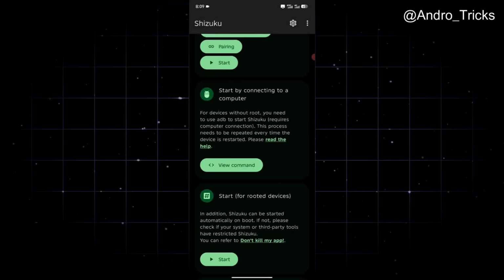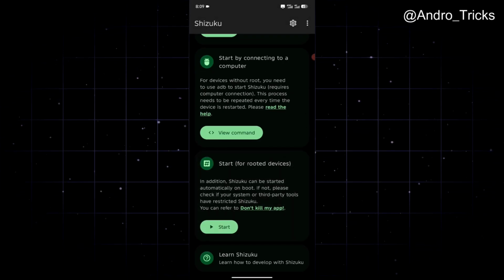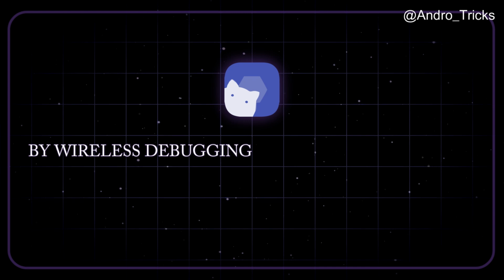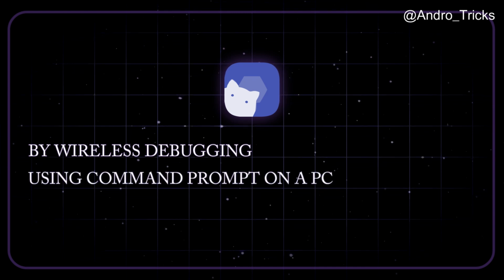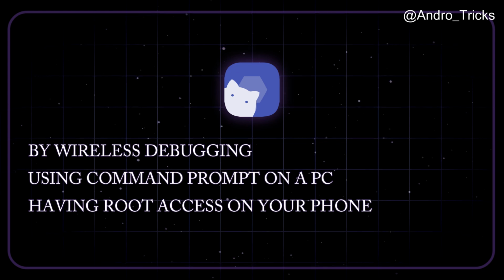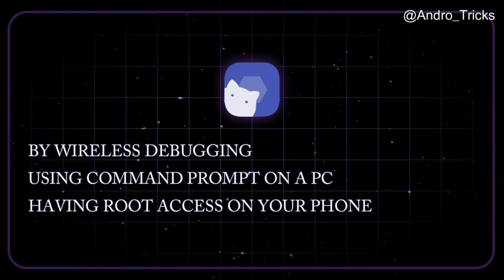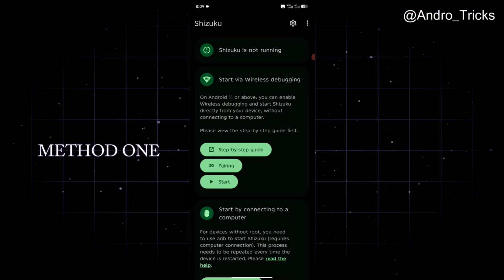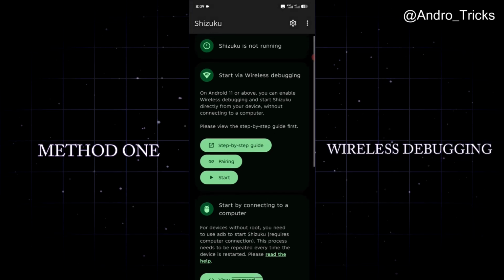According to Shizuku, there are 3 ways to turn on this service on your phone: by wireless debugging, using command prompt on a PC, and having root access on your phone. I won't be covering the last option because my phone isn't rooted. Alright, method 1, wireless debugging.